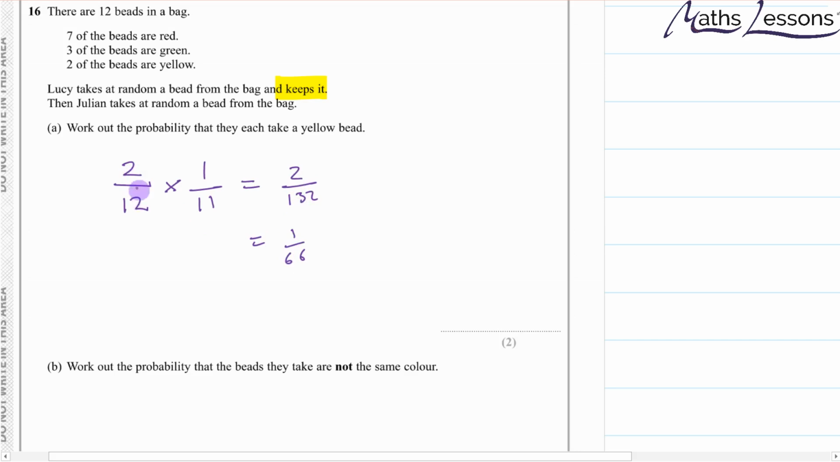You could have just cancelled this down to 1/6, and you get 1 times 1 gives you 1, and you get 6 times 11 gives you 66. So it gives you the same answer either way whenever you cancel it down.